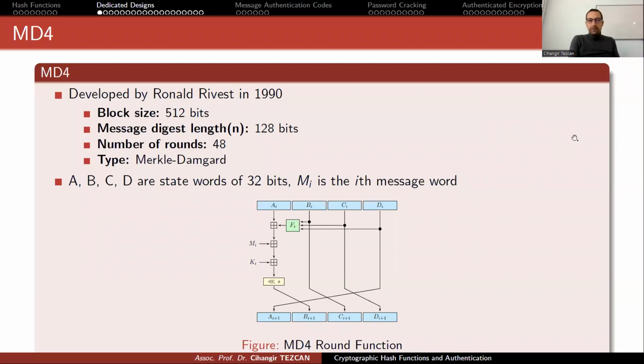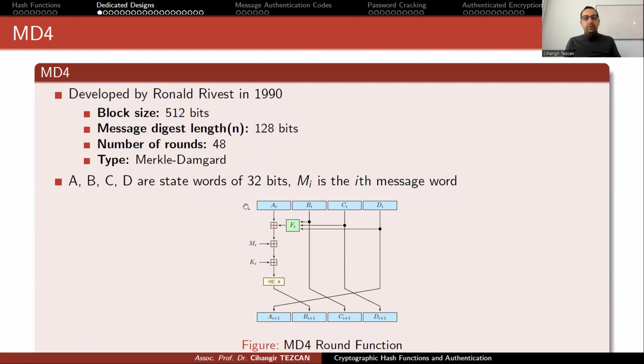All right, so we talk about construction methods like Merkle-Damgard and sponge. Historically, we will see some examples of hash functions, and almost all of them will be Merkle-Damgard constructions. Then I will talk about SHA3, which is a sponge function. So let me show you the picture of the MD4.